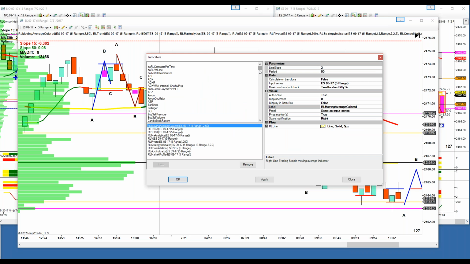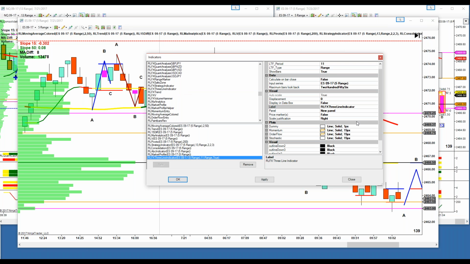Now we're going to add our 3-line indicator, which is a terrific indicator. Now this should be 13. I'm going to set that as the default.